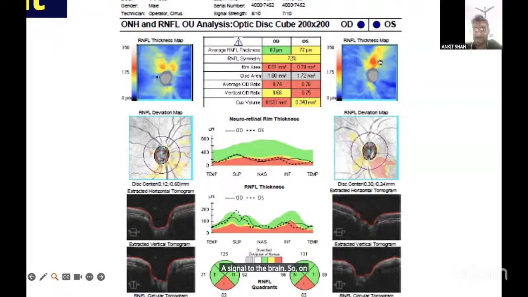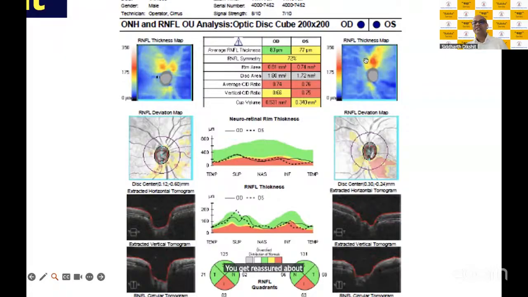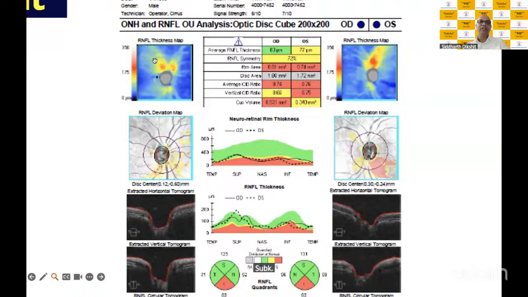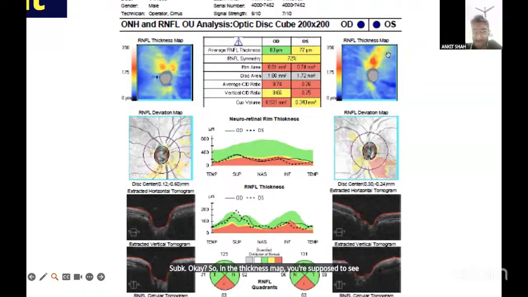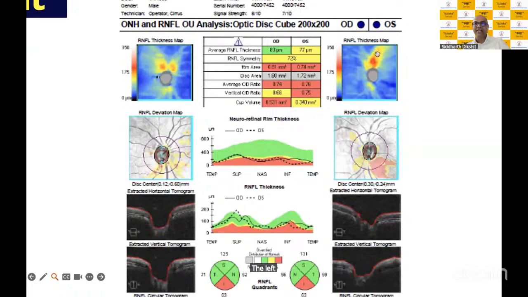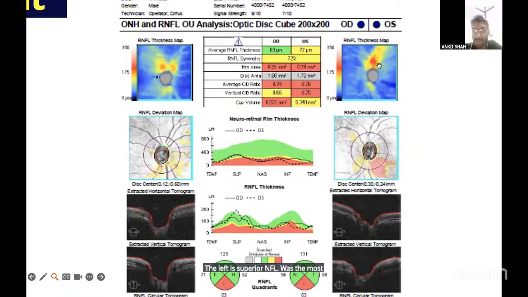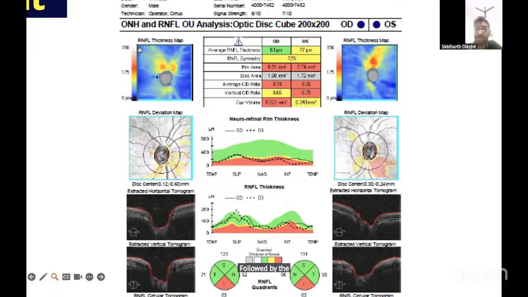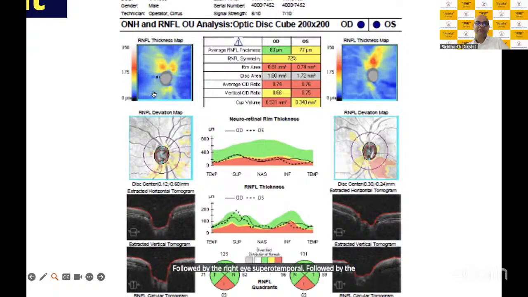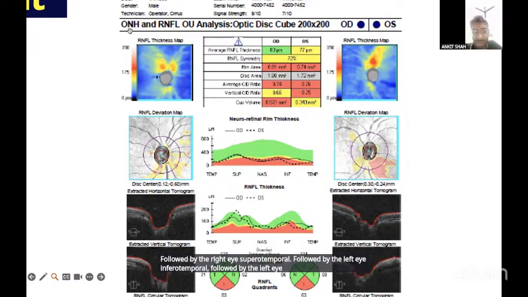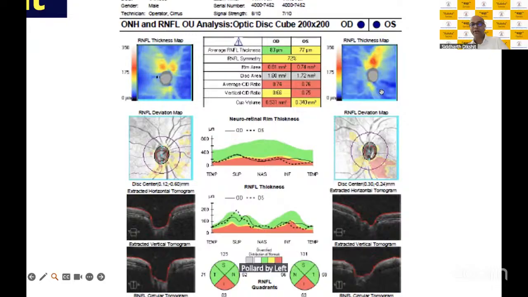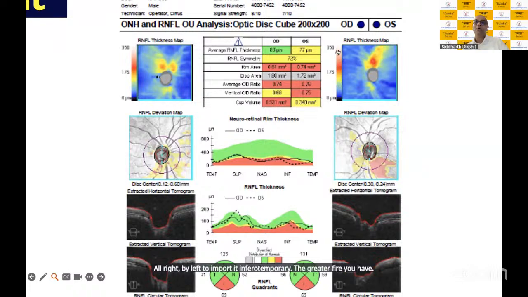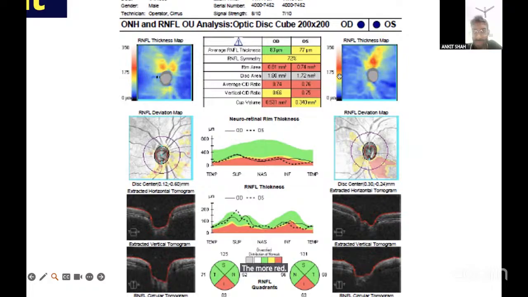So on the thickness map, you get reassured about सब ठीक है, सब ठीक है, ठीक है? So in the thickness map, you are supposed to see fire. The left eye superior NFL was the most normal, and that is why you see the most fire here, followed by the right eye superotemporal, followed by the left eye inferotemporal, followed by the right eye inferotemporal, followed by left inferotemporal. ये कैसे समझ में आ रहा है? क्योंकि the greater fire you have, the more red, orange and yellow you will see.